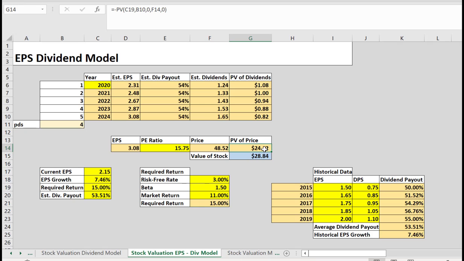To find the value of the stock, then, we have to find the present value of the price. But this is also kind of working off of our supernormal growth stock model. We also have to find the present value of the dividends. So if you sum the dividends that we get in years 1 through 5, and you add that to the present value of the price, this stock today should be worth $28.84.